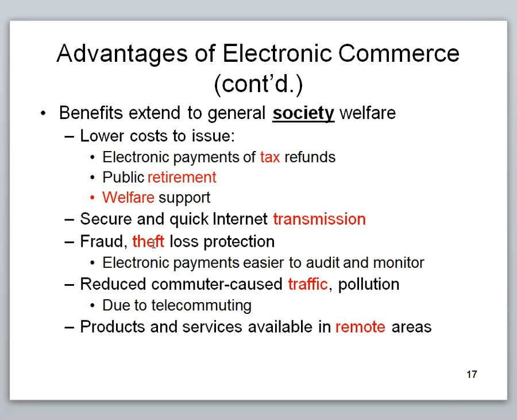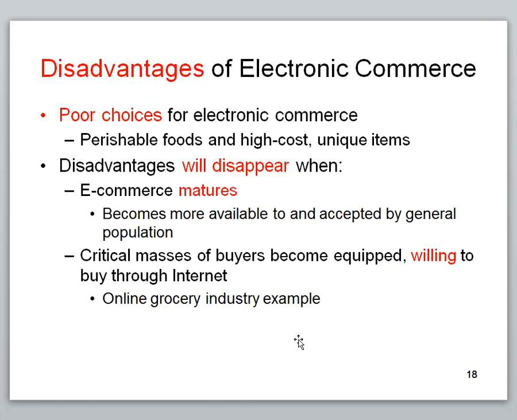They reduced commuting from one place to another, right? So this will be good for traffic and for pollution. Products and services available in remote areas can be viewed and shopped for, even in far areas. So these are examples of advantages for societies.